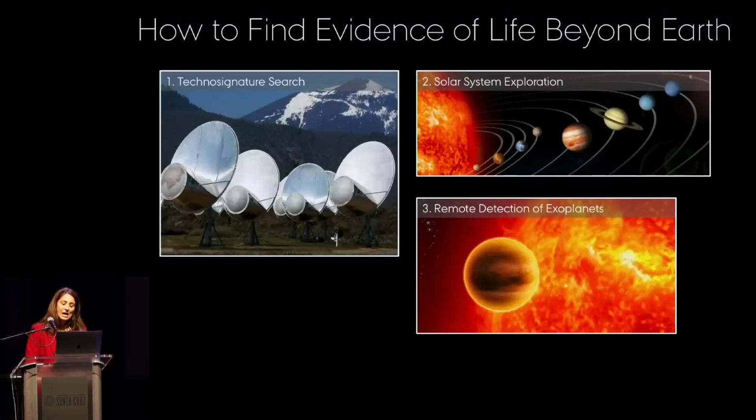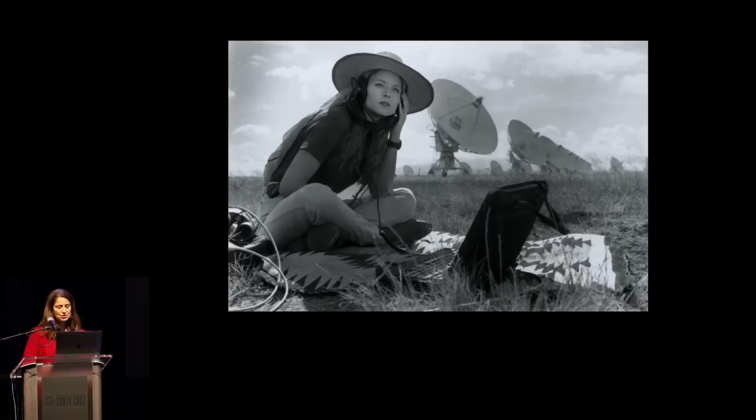Okay. Now, so you want to find life beyond the solar system. I do too. How do you do that? There are basically three pathways for finding evidence of life beyond the solar system: the search for technosignatures, solar system exploration, and then these things called exoplanets, which I will talk about. When you think of finding evidence of life beyond Earth, you might have this image in your mind, right?